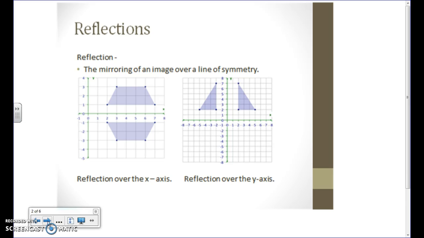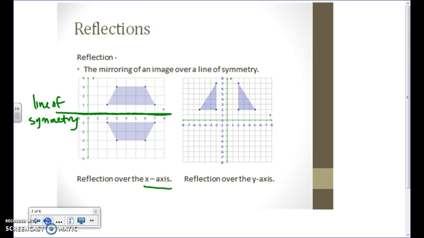So there's two main types of reflections that we're going to cover, and that is over the x-axis and over the y-axis. Now, remember, the x-axis is the horizontal axis. And so what we do is we call wherever it's being reflected over the line of symmetry. This would be the line of symmetry because it is symmetric on both sides of the line. It could be folded over and land right on top of itself.